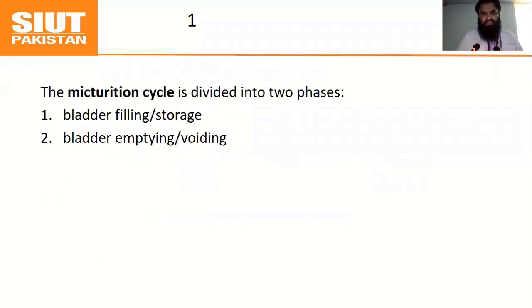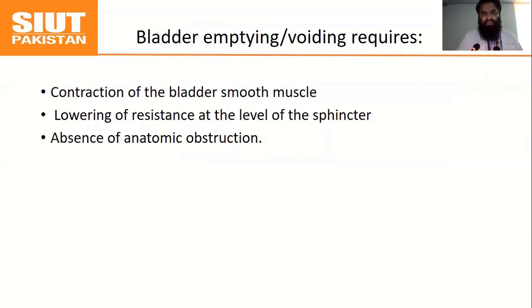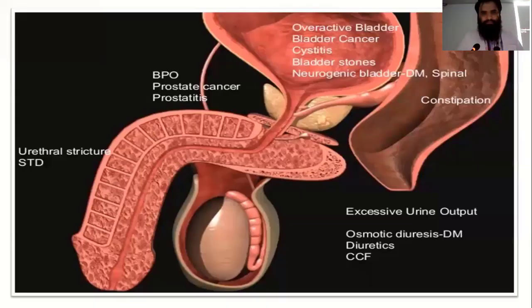The micturition cycle is divided into two phases: the bladder filling or storage phase, and the bladder emptying or voiding phase. The bladder filling phase requires accommodation of increasing volumes of urine at a low detrusor pressure, a bladder outlet that is closed at rest, and absence of involuntary bladder contractions. Bladder emptying requires contraction of the bladder smooth muscle and lowering of resistance at the level of the sphincter, and absence of outlet obstruction like stricture or an enlarged prostate.